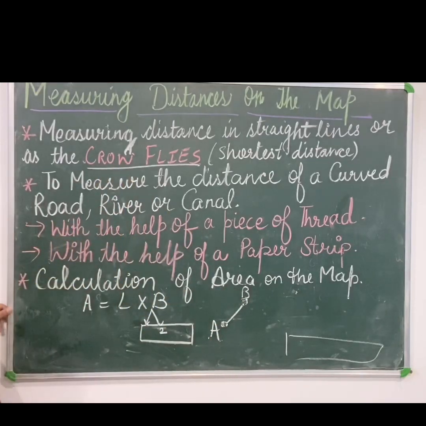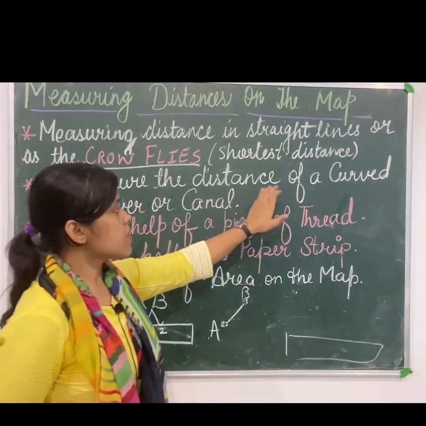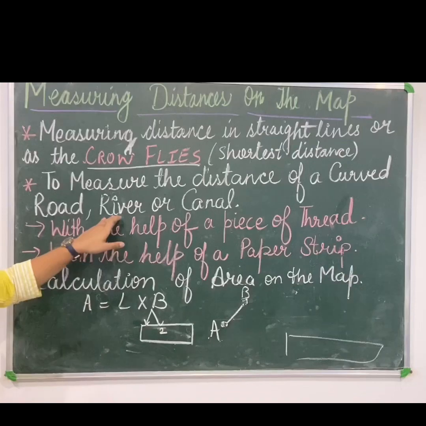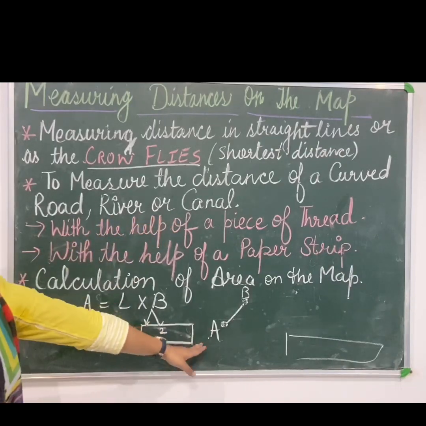Crow flies means the shortest distance in the straight line which you will take to measure the distance from one place to another. Our second point is to measure the distance of a curved road, river or canal. Suppose this was a straight distance.